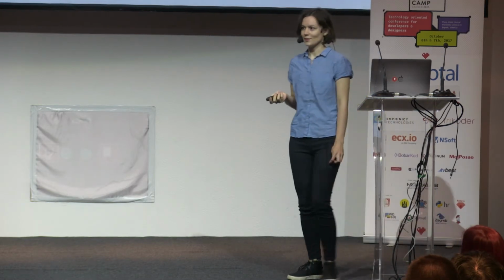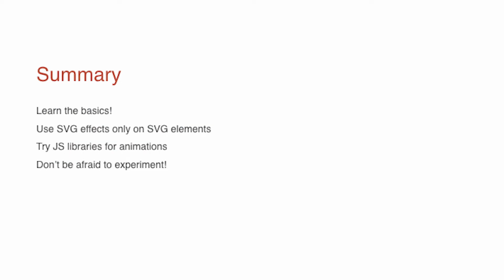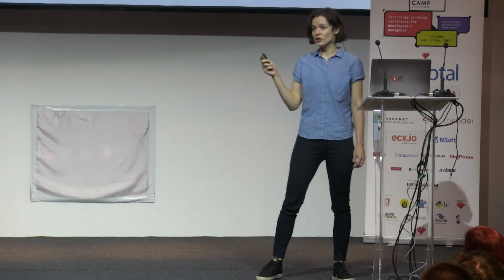Now let's summarize this whole presentation. We're almost done. To unlock the full potential of SVG, you have to learn the basics. Go on MDN, familiarize yourself with the concepts of SVG, and start learning the code. If you're going to use SVG advanced features, think about using them only on SVG elements and not on HTML elements, because you'll get the best results. You will not have to go through all the browsers and look if there are bugs or not. Try the JS libraries, look at what is out there.